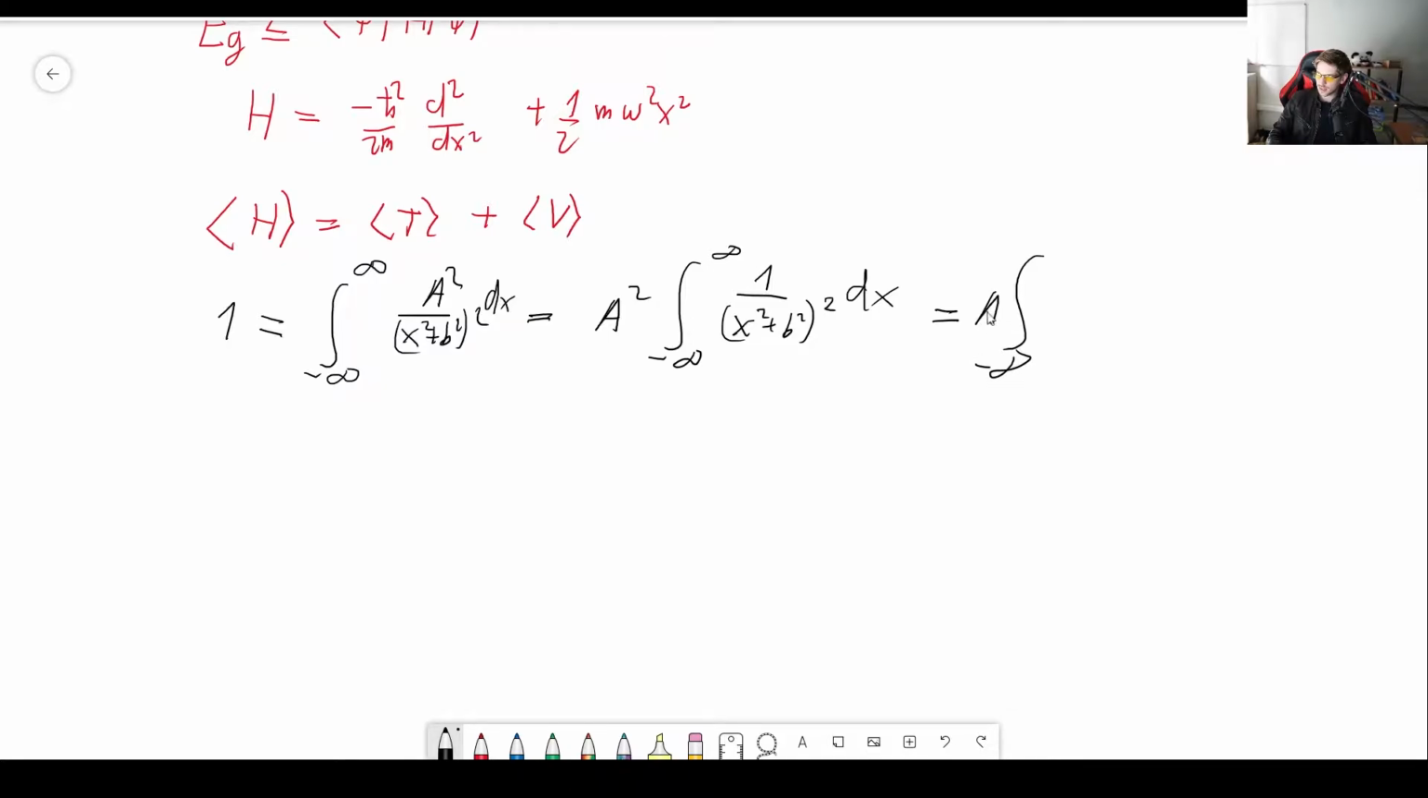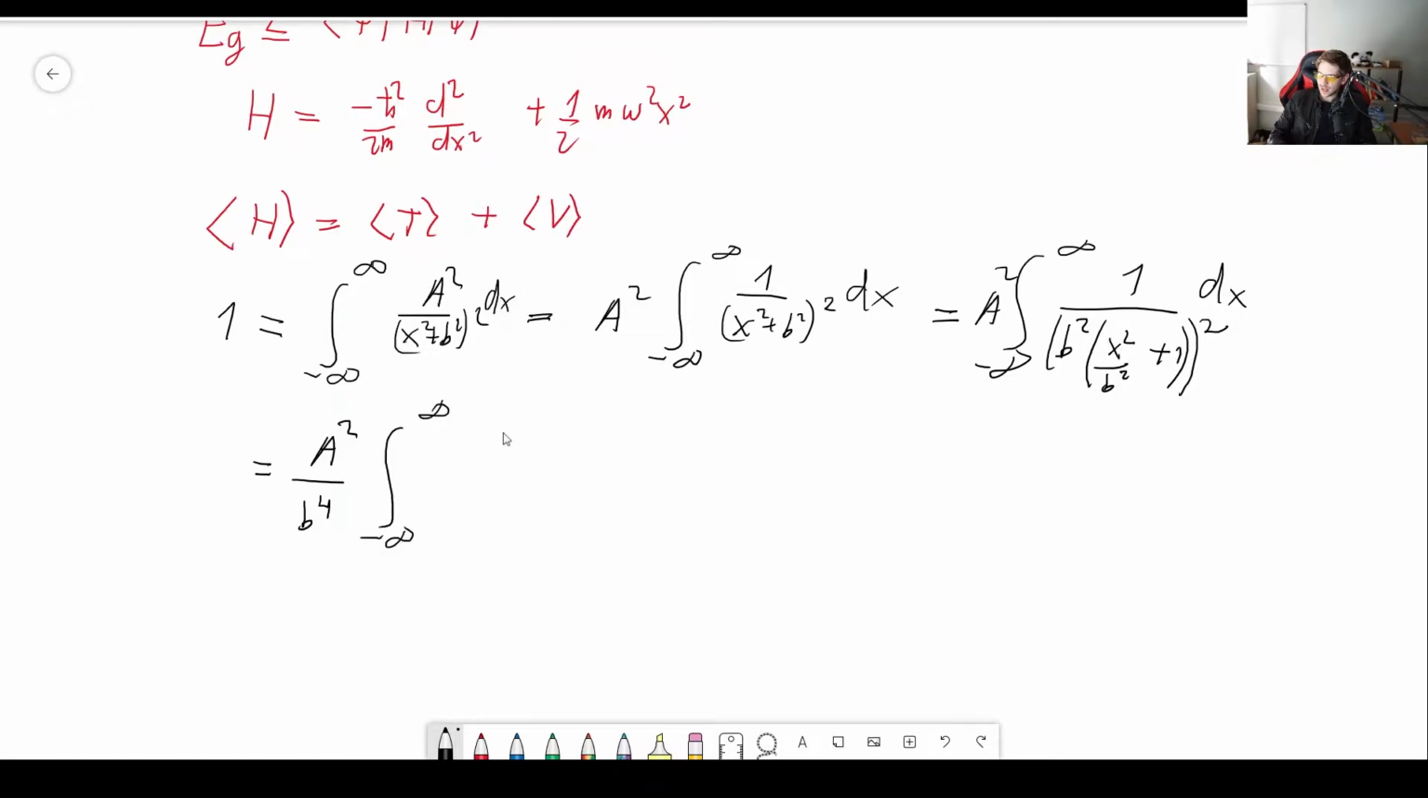So I'm not going to make any major changes here. 1 over, and then we factor out b squared. So we get b squared factor of x squared over b squared plus 1. And all of this is squared. Okay, so we're going to get, and of course dx, by the way. And we still have to square this b squared, so we are going to be left with a squared over b to the fourth. Okay, and then we integrate from minus infinity to infinity, and we have 1 over x squared over b squared plus 1.